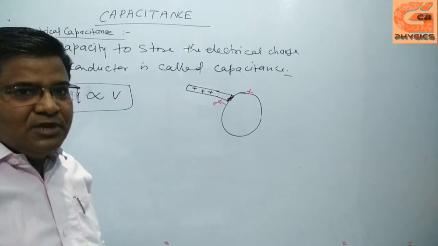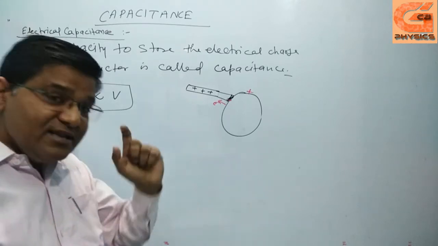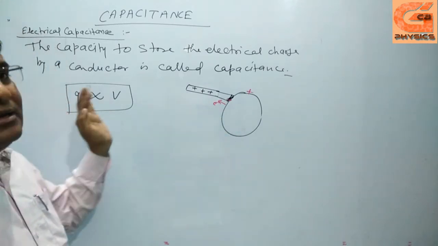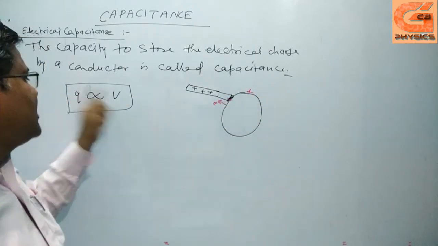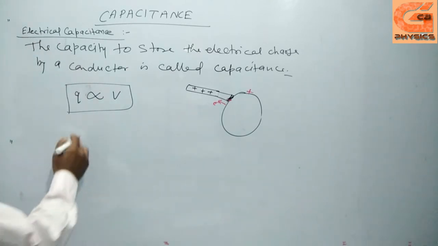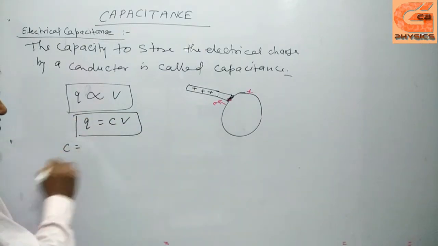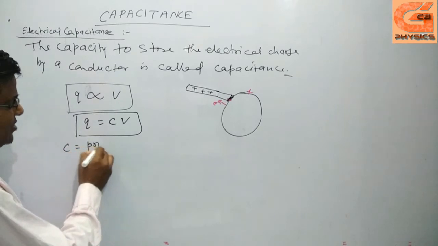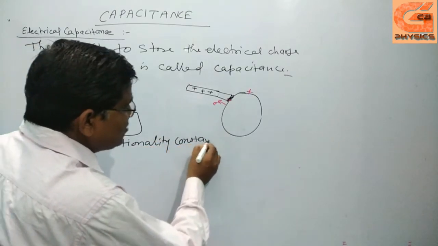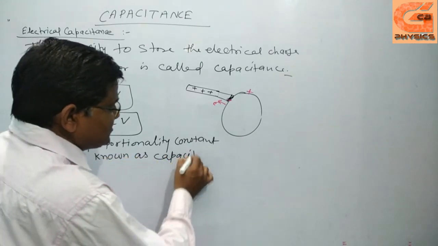There are two very important phenomena for the transfer of charge: one is conduction and the other is induction. Here conduction takes place, and due to conduction, charge appears on the neutral body, and this charge increases the electric potential; they are directly proportional. If the proportionality is removed, a constant comes in, and this constant of proportionality is called C, known as capacitance. Very simple.